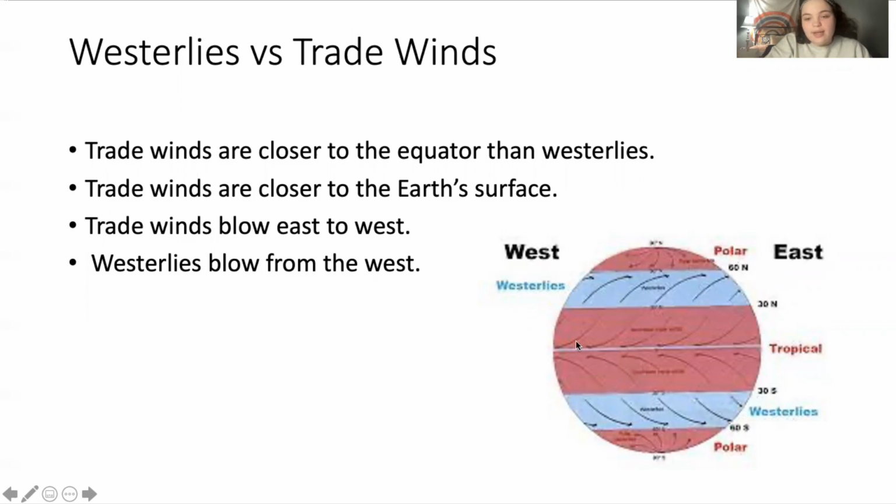So as you can see right here, your trade winds are going to be the ones in the middle, and your westerlies are going to be closer to the top and the bottom.